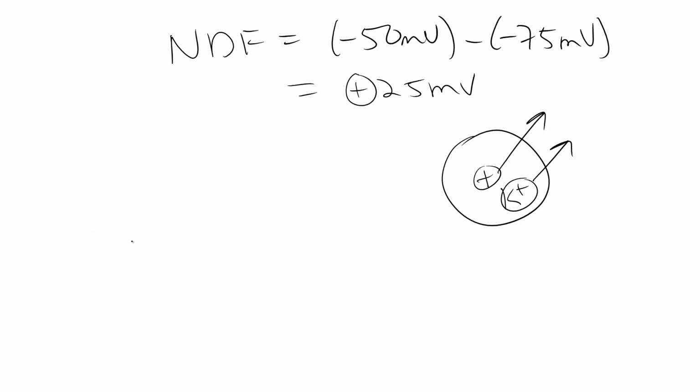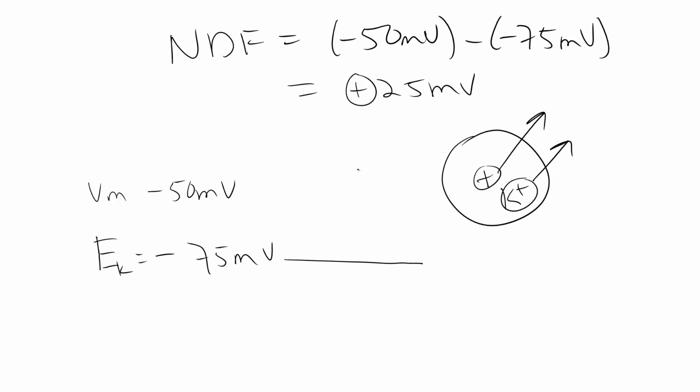Again, another way to look at this is that potassium will be at electrochemical equilibrium when the membrane potential is at its equilibrium potential of minus 75 millivolts. In this case, the membrane potential is at a more positive value, minus 50 millivolts. Therefore, potassium will flow outward to try to change the membrane potential from where it's at, minus 50 millivolts, towards potassium's equilibrium potential of minus 75 millivolts.